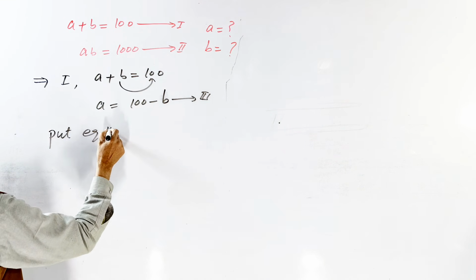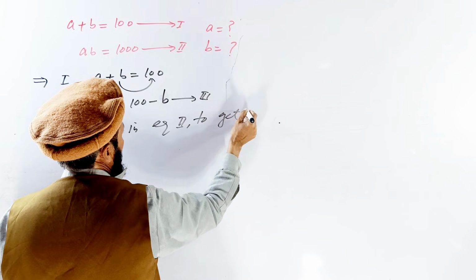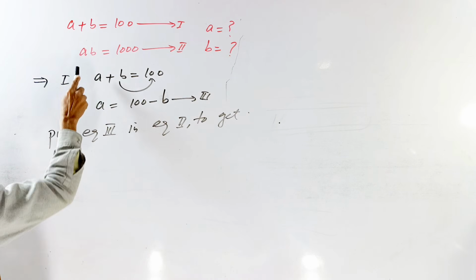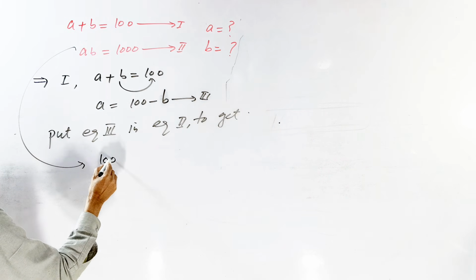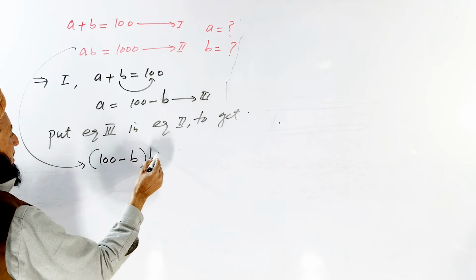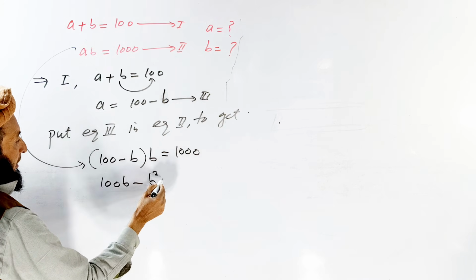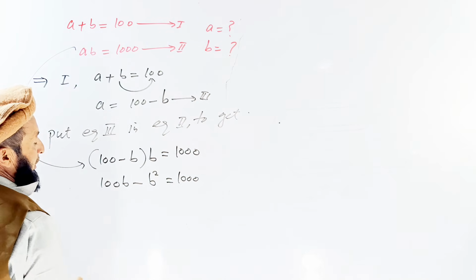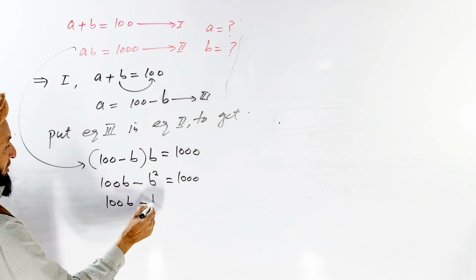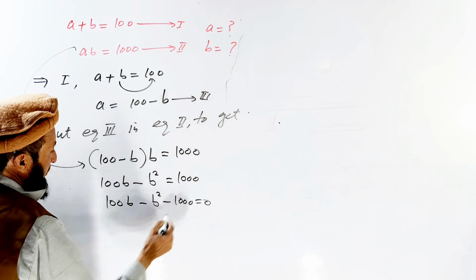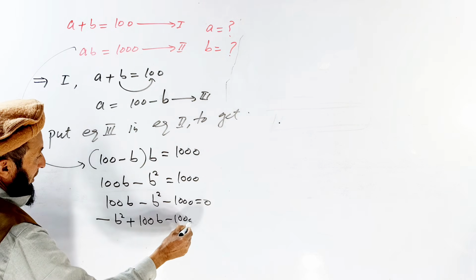Now substitute equation number three into equation number two. In place of A we put 100 minus B, and AB is equal to 1000. Now multiplying B, we get 100B minus B square is equal to 1000. We arrange the terms: 100B minus B square minus 1000 is equal to 0.